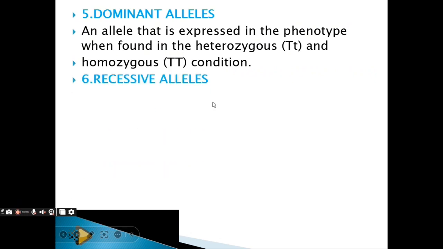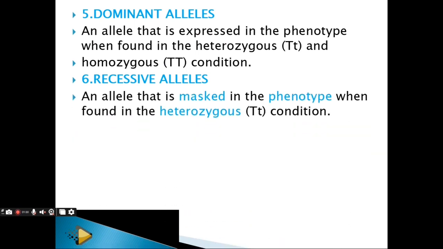Then we continue, and we see number 6, a recessive allele. A recessive allele is an allele that is masked in the phenotype when found in the heterozygous condition. It is recessive, it is held back. When it is combined with a dominant allele, it holds back, it is masked or hidden.